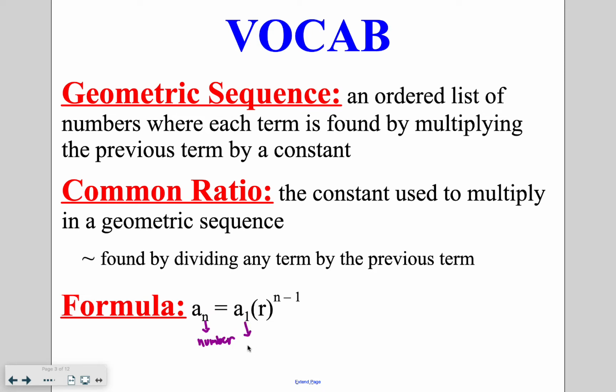This a_1 stands for the first term, so the initial value of the sequence. The r stands for our common ratio. That is how much we are changing by each time. And then once again, that n is the number of the term we are looking for.